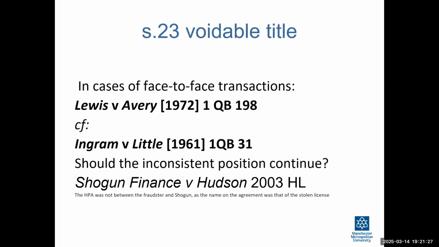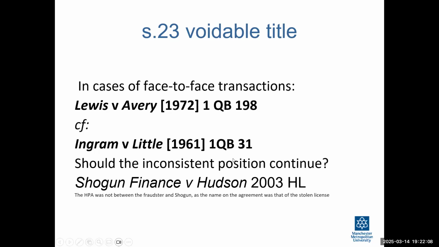So there's been a lot of controversy. If you're answering a question on this, you need to engage well with this part of the question. When you're talking about avoidable title, you need to consider cases and distinguish between cases that are face-to-face transactions as well as cases that are over the internet or through mail. So what we see, the position of the law is put forward in the case of Lewis and Avery in the sense that the court said when you're dealing with someone in a face-to-face transaction, you're dealing with the person in front of you, not the person you hope they are.